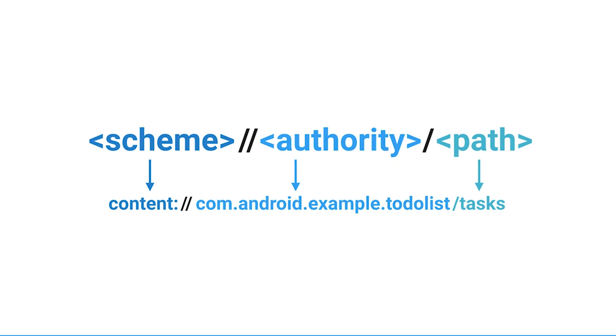So let's define the URI for accessing all of the task data. This directory is a SQLite table named tasks. For consistency, when you define the path for this specific URI, you should define it with the same name. And the final URI should look like this: the content scheme, authority, and then the tasks path at the end.